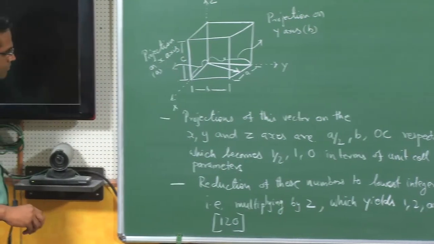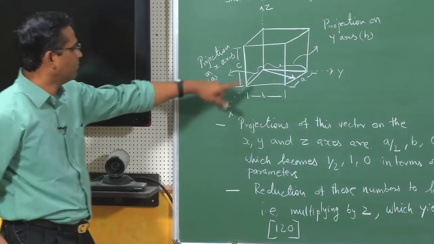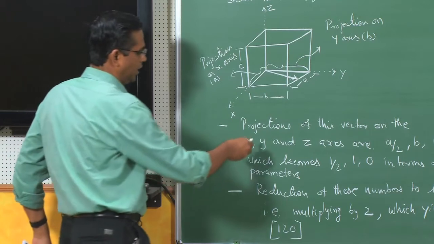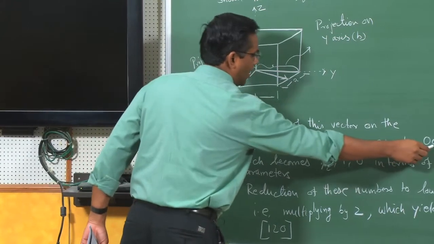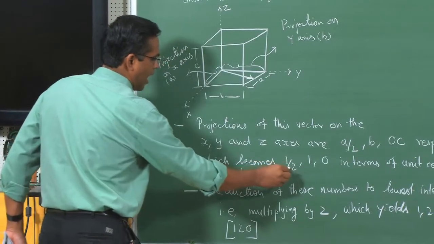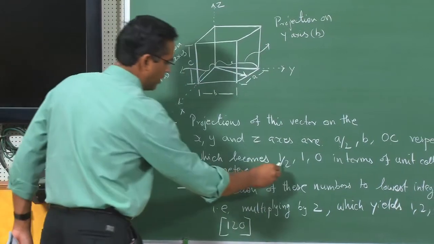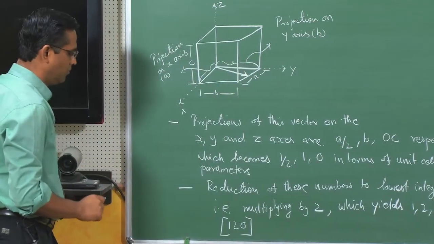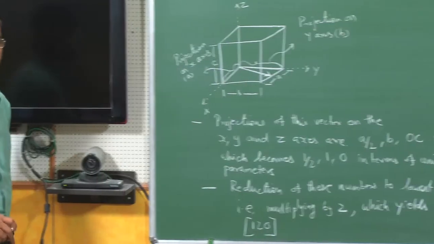So, this is the kind of steps you have to follow. So, I will repeat the procedure once again. This is the vector we are interested in to find out the direction in this unit cell. So, you take the projection on the x, y, z axis, which is a by 2, b and 0 c, which becomes in terms of unit cell parameter half, 1, 0. Then you reduce this to lowest integers. In this case, we have to multiply by 2, then it becomes 1, 2 and 0, then you put them in the bracket. So, the answer is 1, 2, 0, that is the direction.